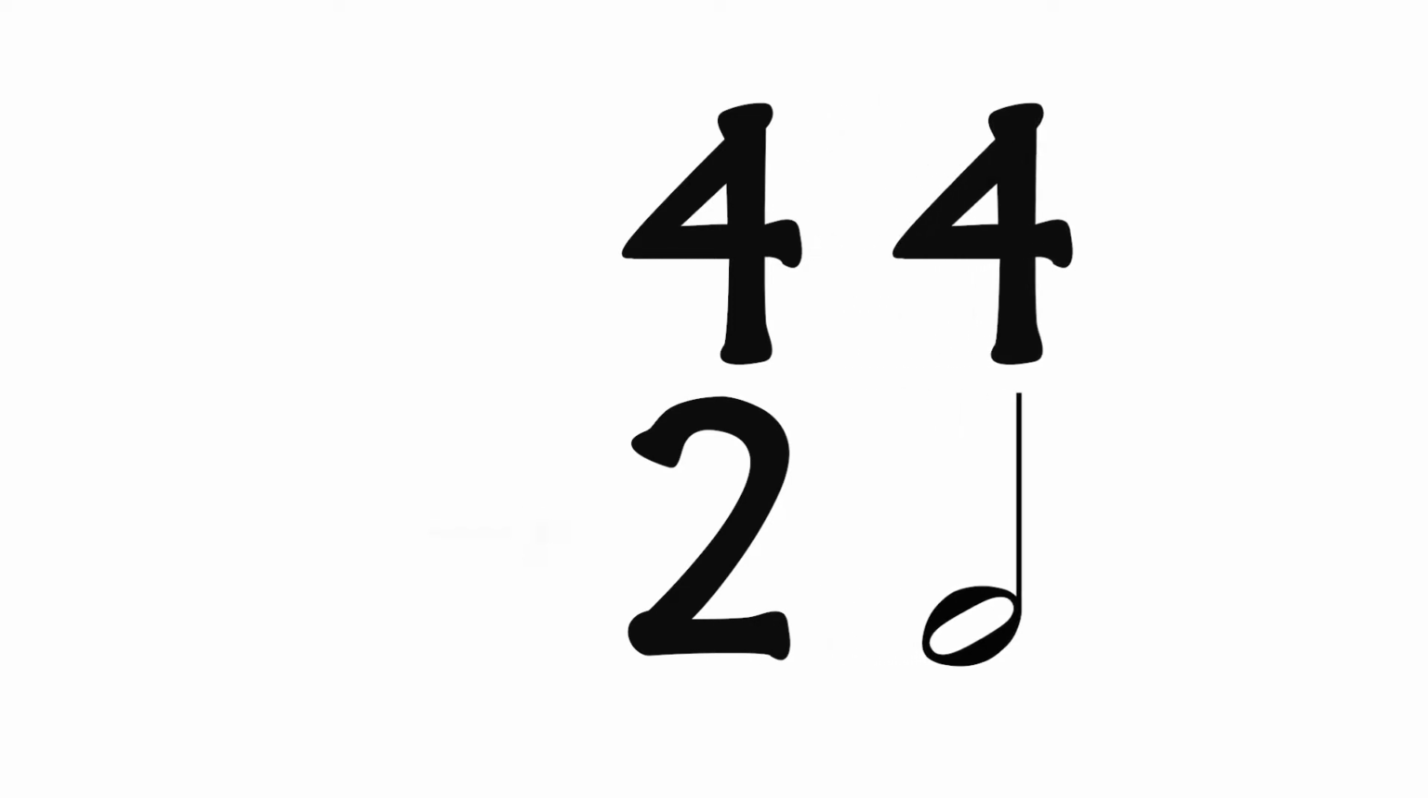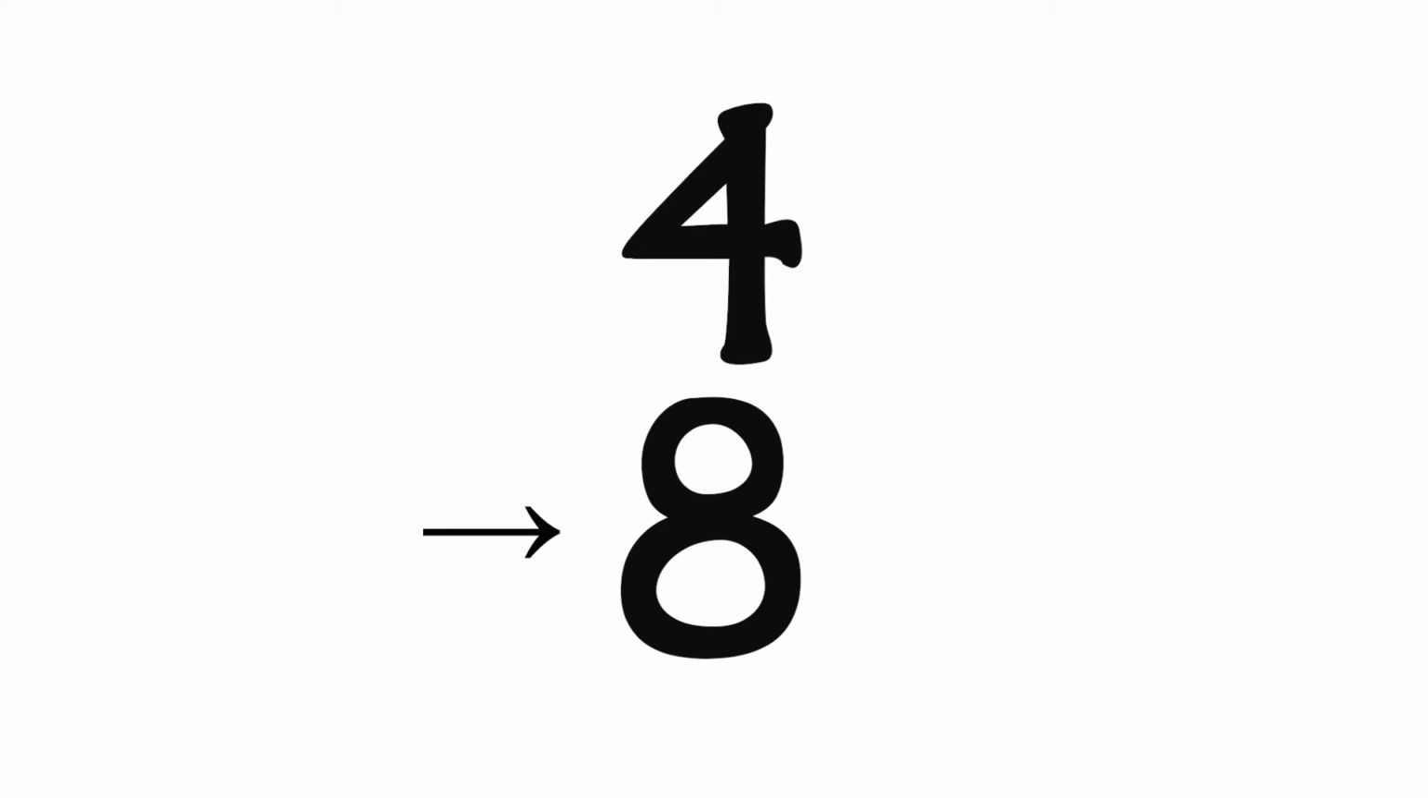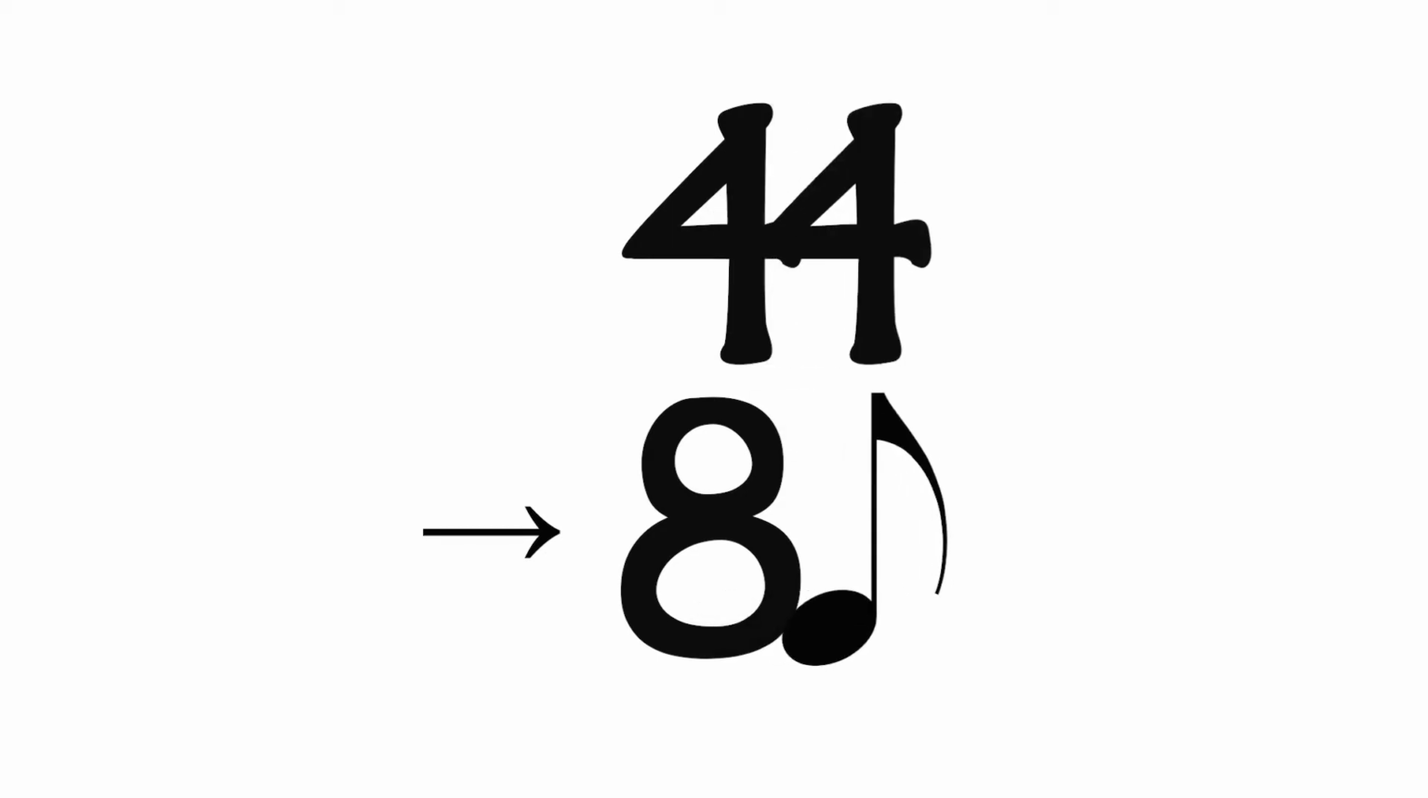The bottom number of the time signature indicates what note will receive a beat. So, a 2 on the bottom of a time signature will mean that a half note will receive the beat. A 4 on the bottom of a time signature will mean that a quarter note will receive the beat. An 8 on the bottom of a time signature will mean that an 8th note will receive the beat. The top number of a time signature indicates how many of the bottom notes will be in one measure.